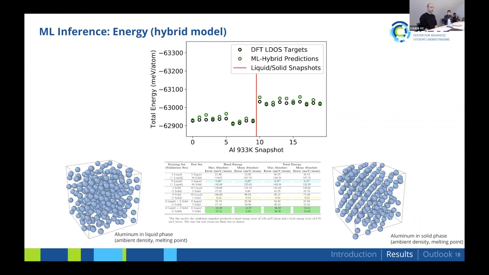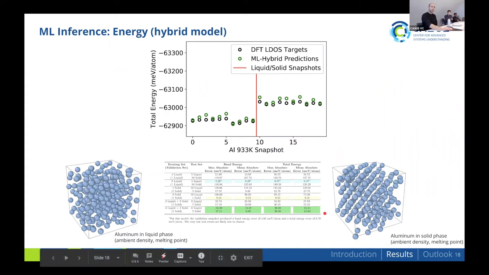Sure. We tried to cut down all error sources in the theory by doing this semi-analytical integration and so on. We paid a lot of attention to not introduce any other errors in the workflow from post-processing the LDOS to energy. So we are very sure that there is no error there, and most of the error, or all the error, comes from the machine learning.